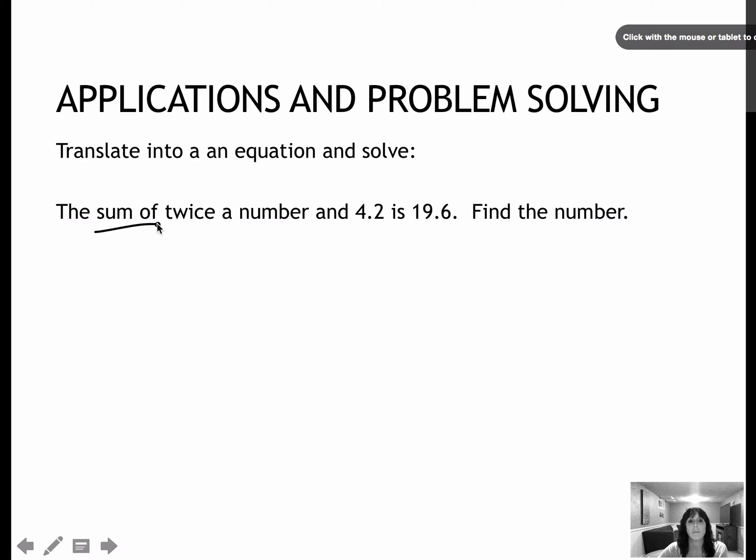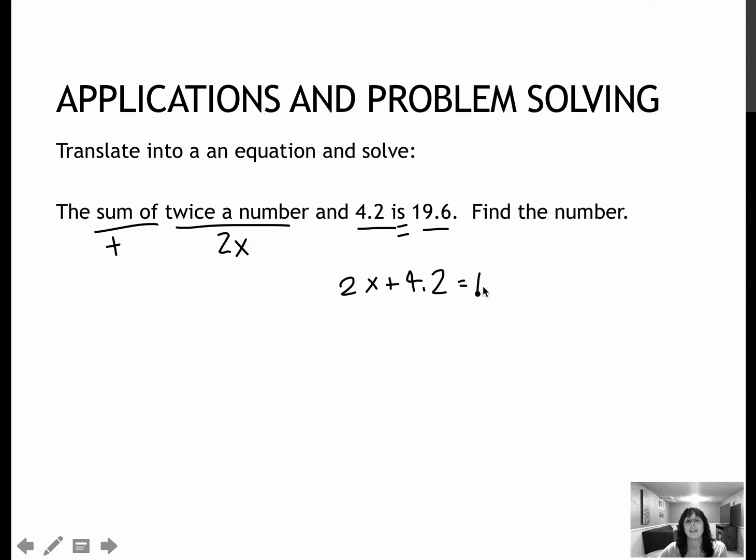So I have the sum. Remember that keyword tells me that I'm adding twice a number. If I don't know the number, I call it x generally. And 4.2 is, which means equals 19.6. So I'm going to set this up as the sum, meaning I'm adding twice a number and 4.2 to get 19.6.